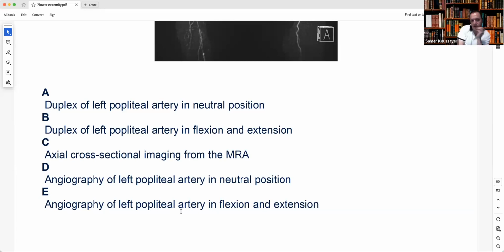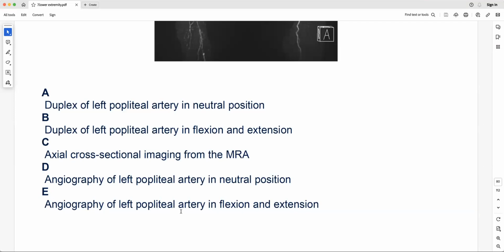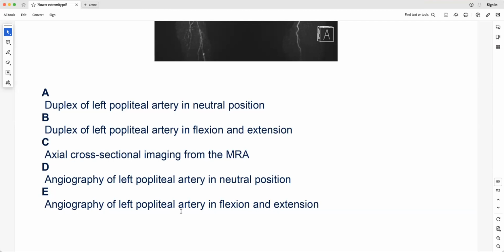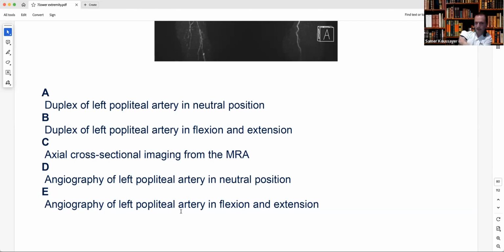So what that means is that you want to know the type so you can cut it, right? Because it's a whole surgery. You want to know where the displacement of the insertion of the medial head of the gastrocnemius muscle is, so you can cut it. So where do you get this information from? From the MRA, right? From the axial cross-sectional imaging. You can see the muscle and where the malposition of the head of the gastrocnemius muscle is.